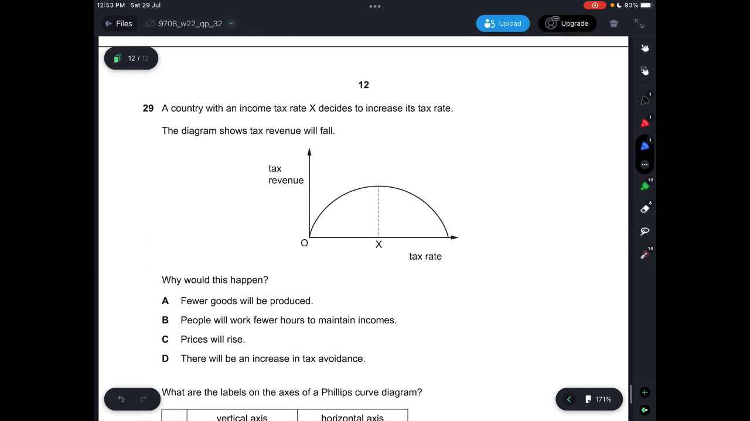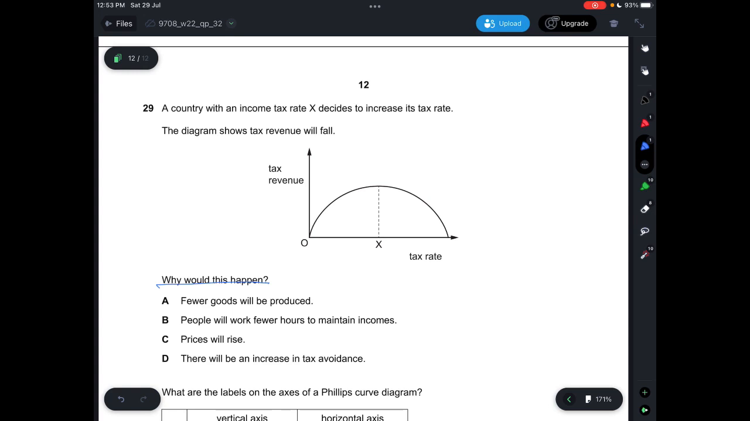Question 29. A country with an income tax rate, X decides to increase the tax rate. This one would be your Laffer curve. Your Laffer curve would then indicate that people would rather work less because they have lesser incentive because of the high tax rate. So it's not asking why will this happen and not what are the consequences.